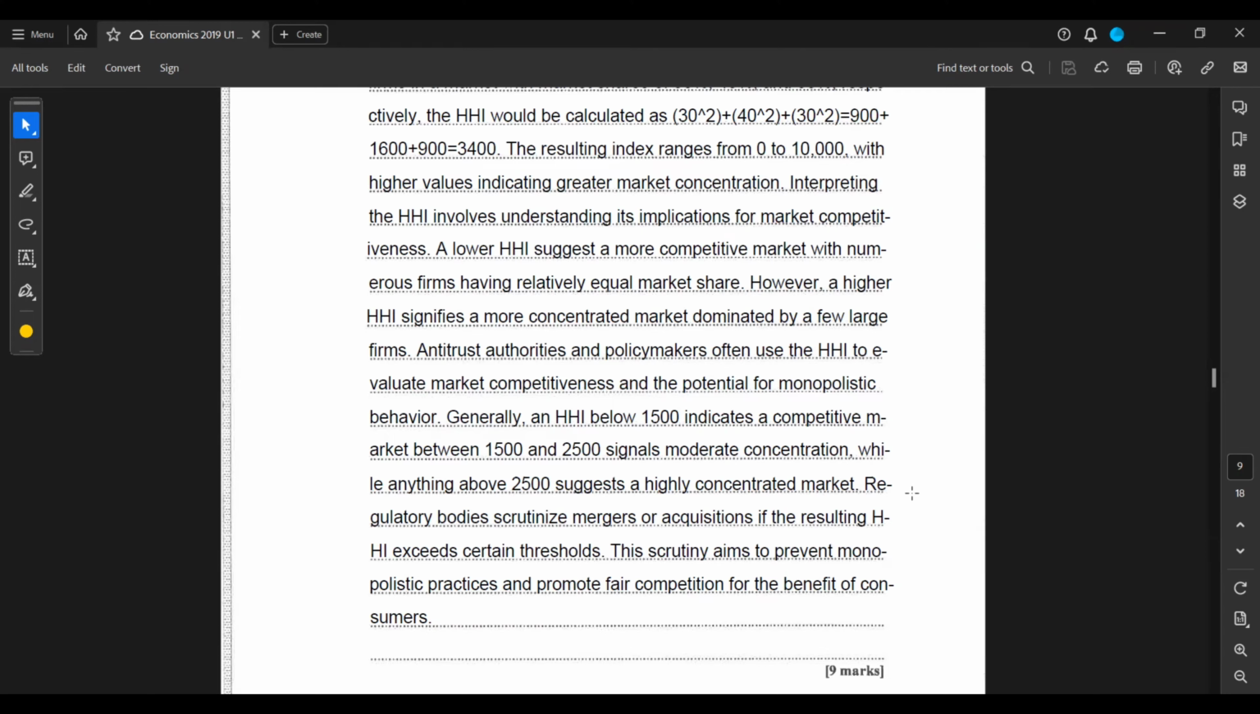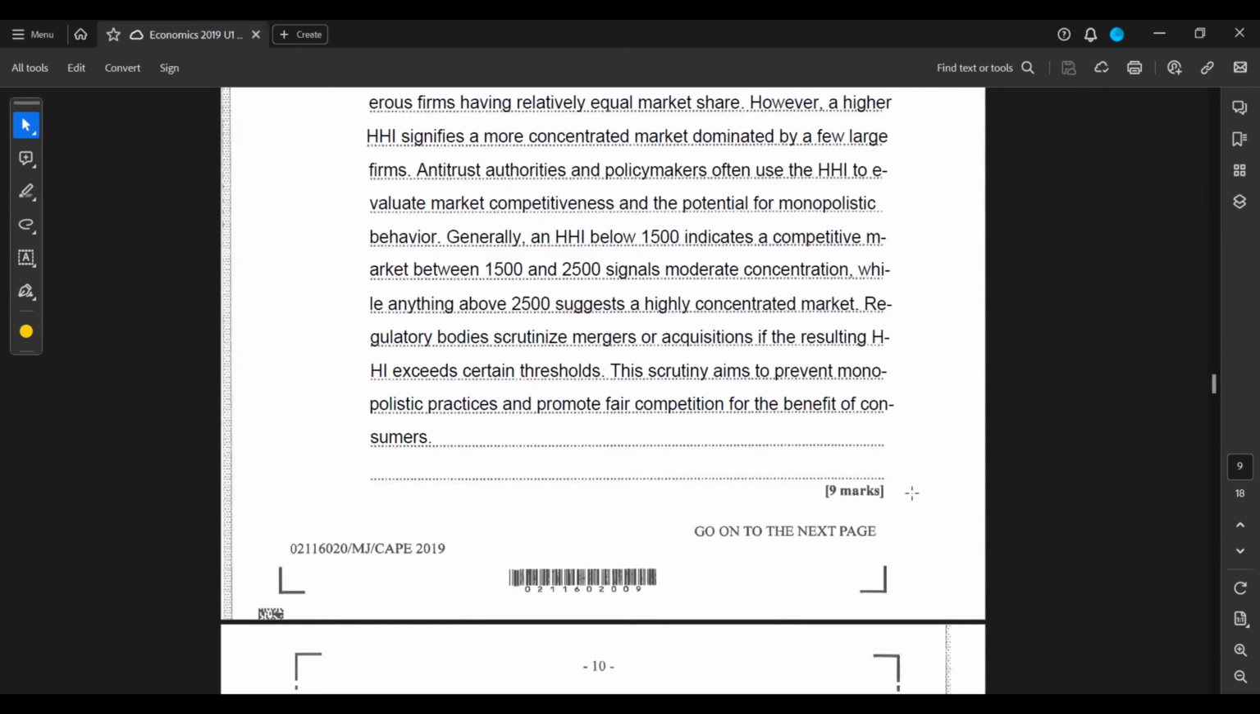Generally, an HHI below 1500 indicates a competitive market, between 1500 and 2500 signals moderate concentration, while anything above 2500 suggests a highly concentrated market. Regulatory bodies scrutinize mergers and acquisitions if the resulting HHI exceeds certain thresholds. This scrutiny aims to prevent monopolistic practices and promote fair competition for the benefit of consumers.